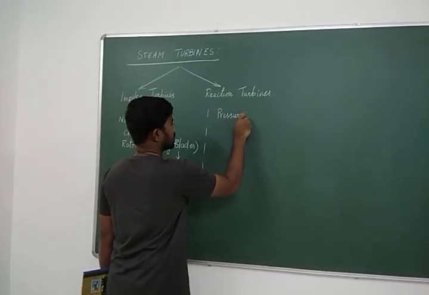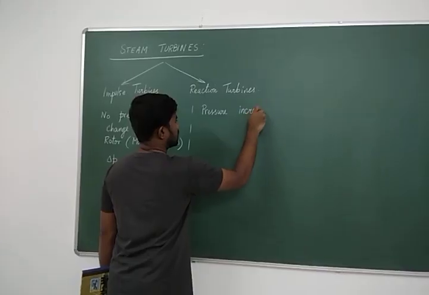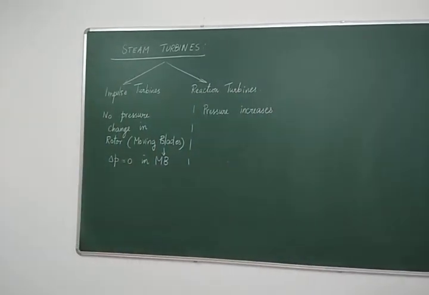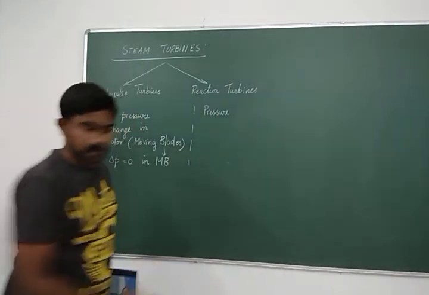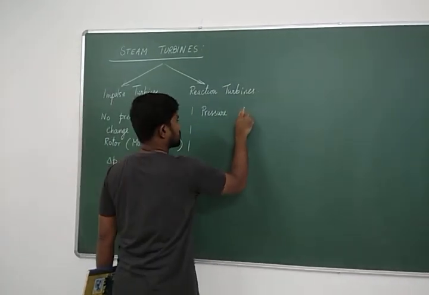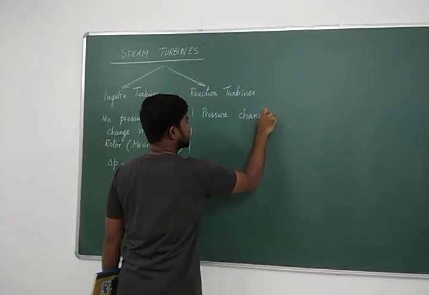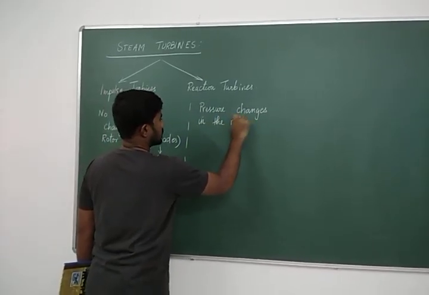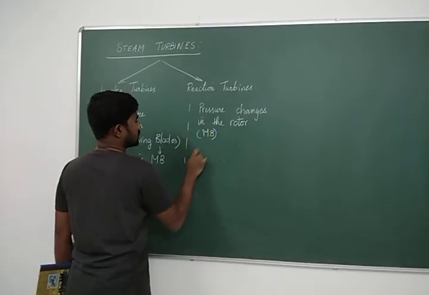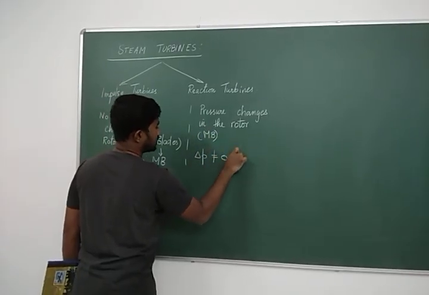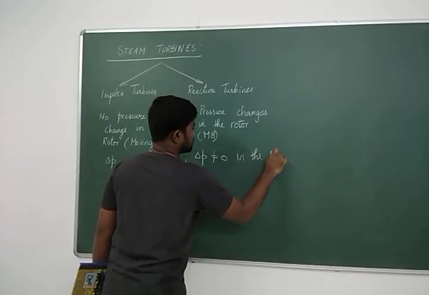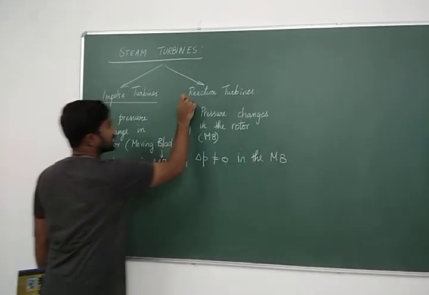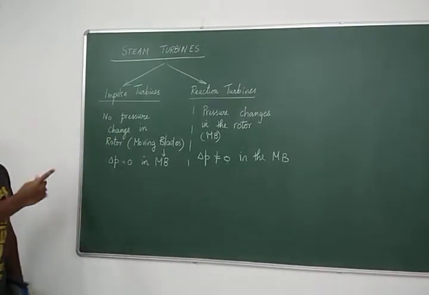That is, pressure increases or pressure changes. Actually decreases. Pressure changes in the rotor, that is the moving blades. So delta P is not 0 in the moving blades. Okay. So this is the broad category based on the pressure change in the moving blades.